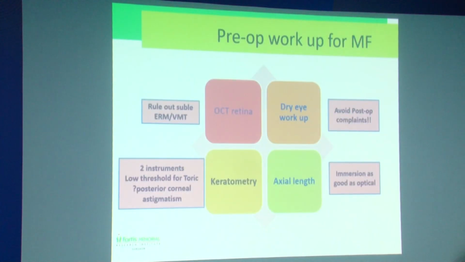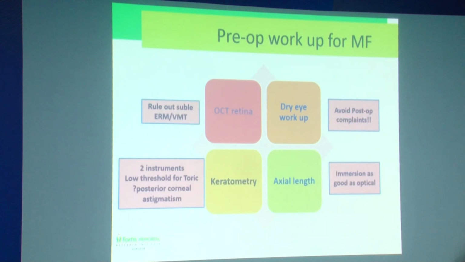So I'm just going to highlight, Dr. Parul has already told all of this, but we must rule out subtle ERM, VMT, which sometimes are not visible to us anterior segment surgeons behind the cataract. The dry eye workup is so important. Patient says the result is not good, Doctor, maza nahi aaya. It's just, you don't want to hear that. And we have to have a low threshold for toric. Dr. Nitin has really explained that very nicely.